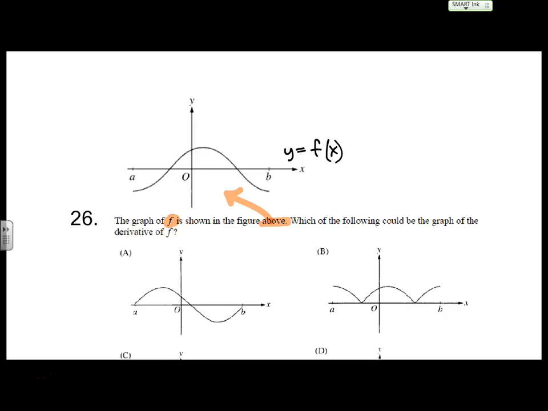Well, that's interesting. They give us that. Oh, but what do they ask us? Oh, the derivative. So now we're going backwards. The last problem.